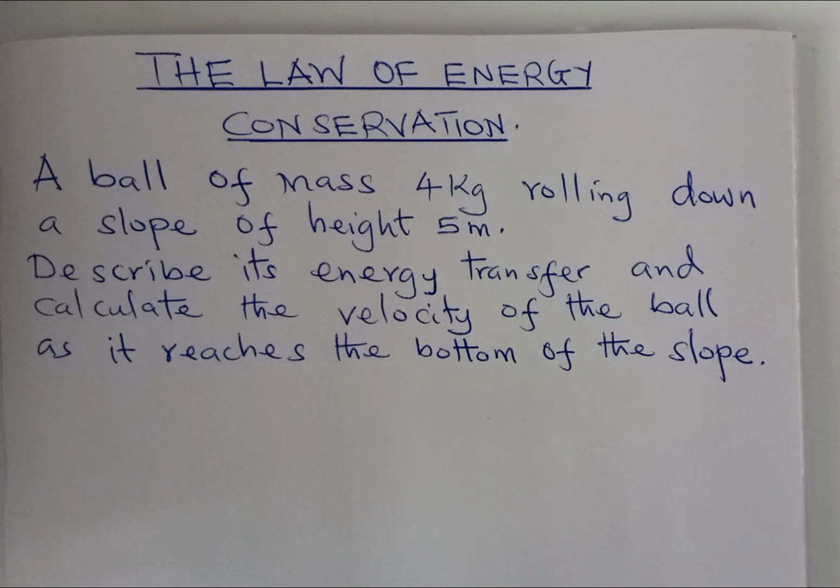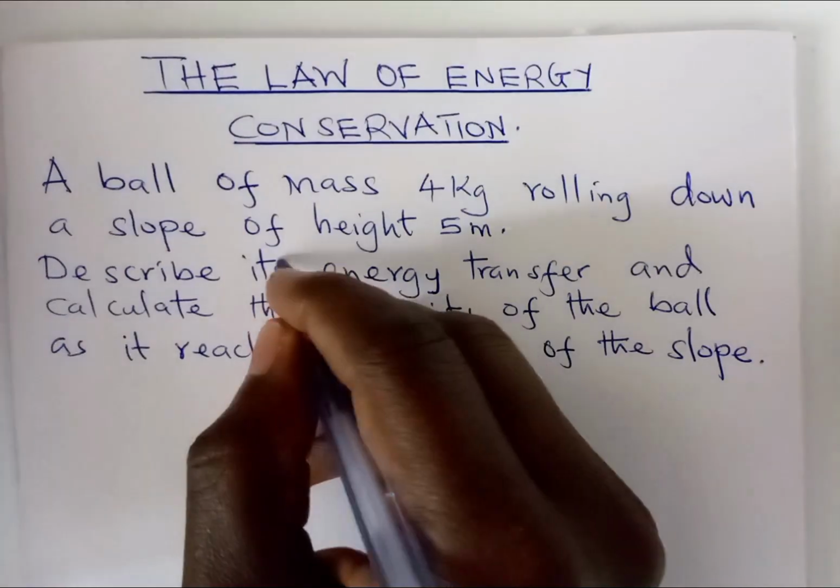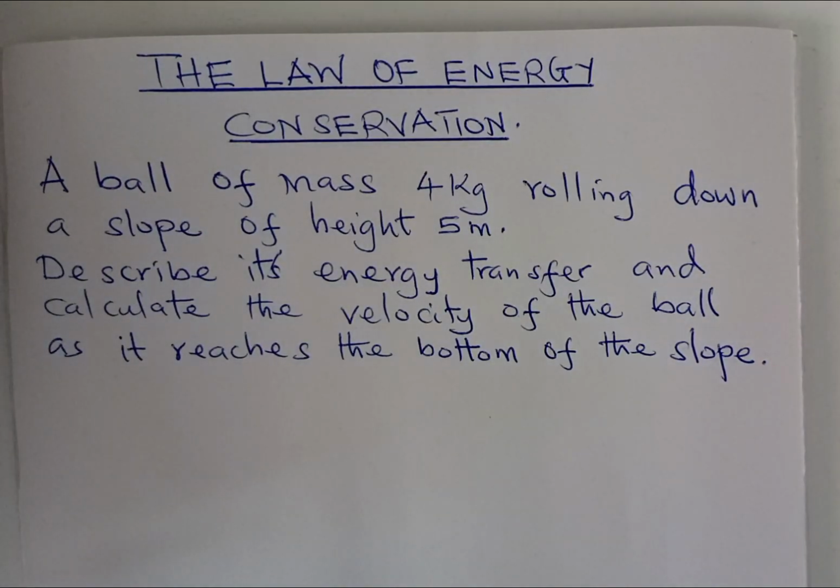So today we are going to look at the law of conservation of energy. So this is the question. A ball of mass 4 kg is rolling down a slope of height 5 meters. Describe its energy transfer and calculate the velocity of the ball as it reaches the bottom of the slope.